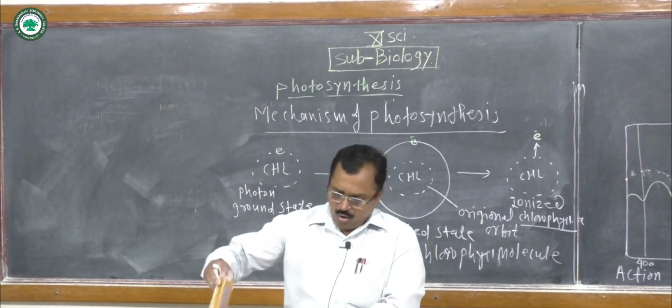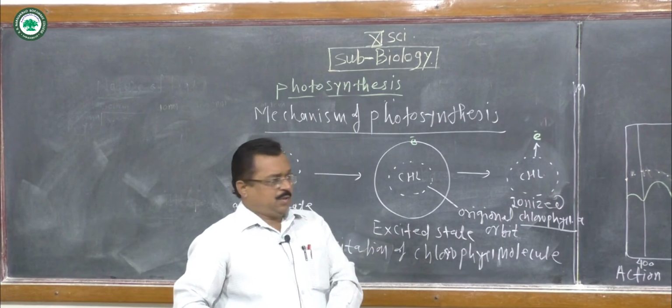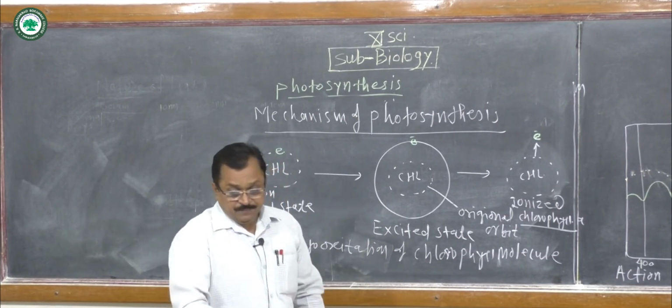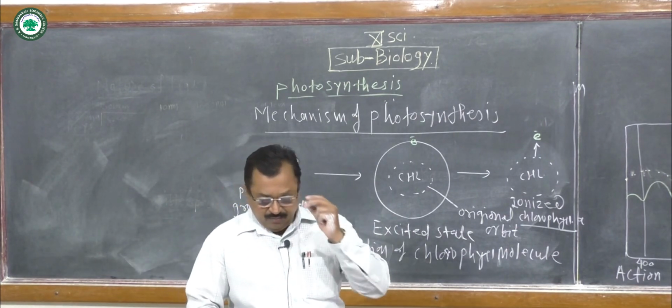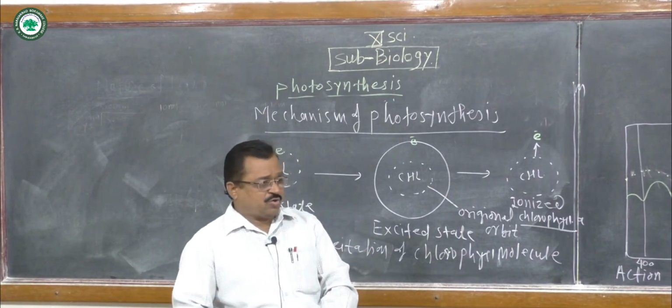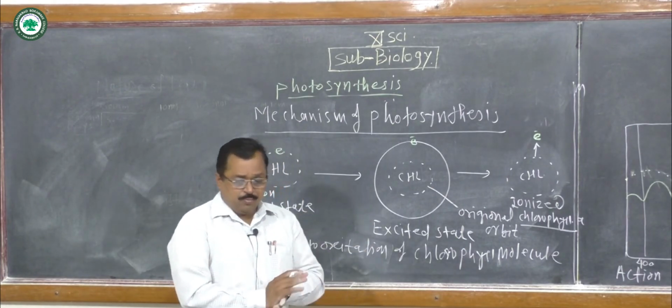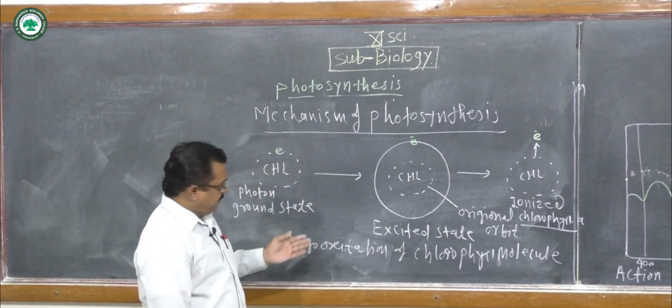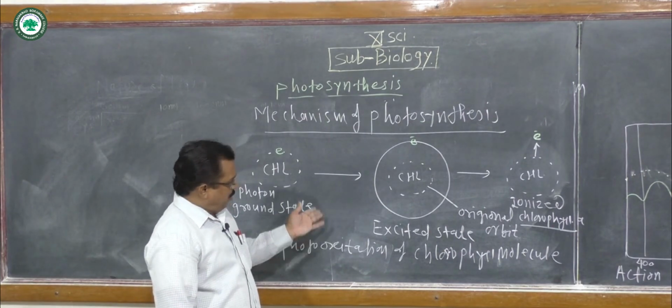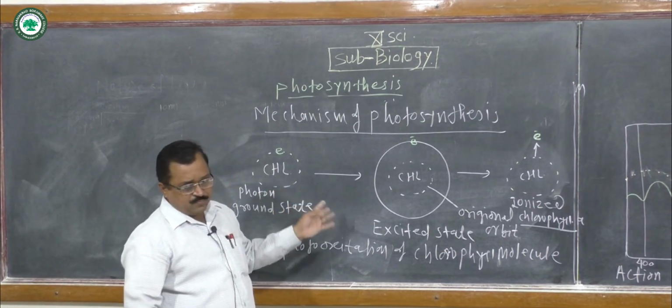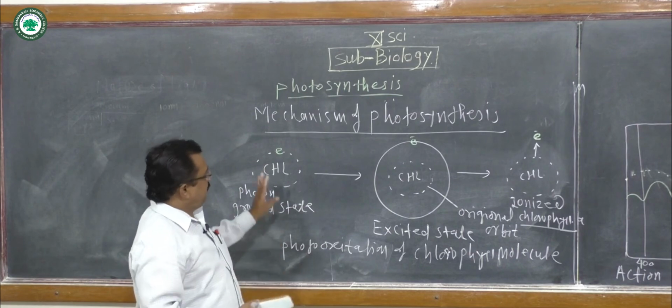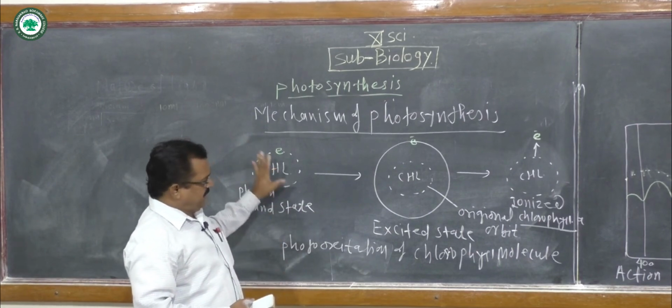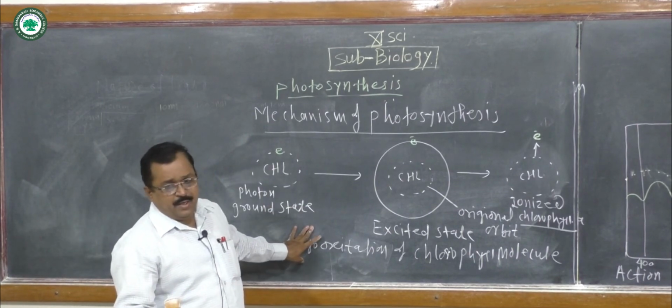The oxygen evolved contains oxygen 18. Van Niel postulated that the evolved oxygen is not from CO2 and it is from H2O. Okay, that is about the oxidation of the chlorophyll molecule.